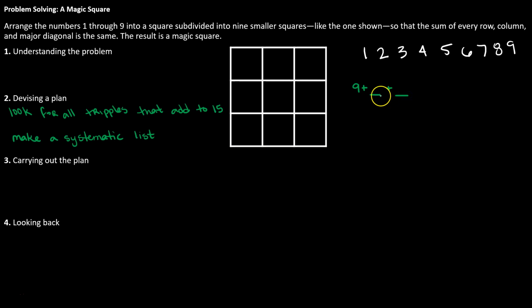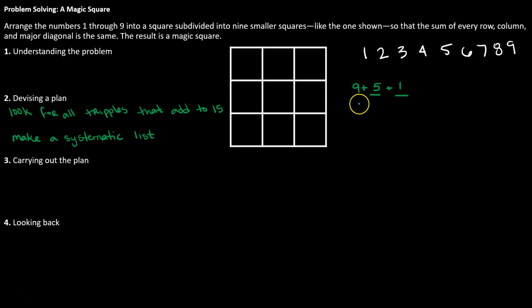What do I mean by that? If I were to plug 8 in right here, well, 9 plus 8 is already 17. That's too big. So I know I cannot use 8. 9 plus 7. That's also too big. 9 plus 6. That's also too big. But what about 9 plus 5? That's 14, which is perfect because then I can use a 1 to make a 15. So this would be my first ordered triple.